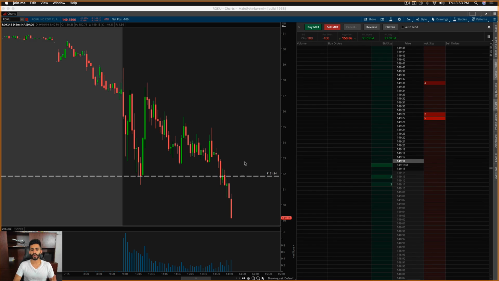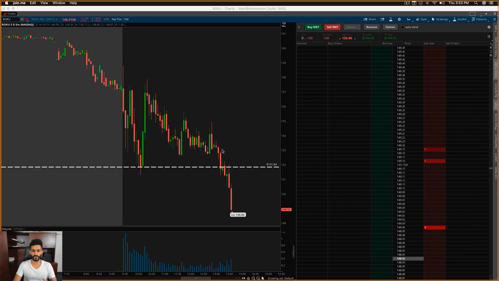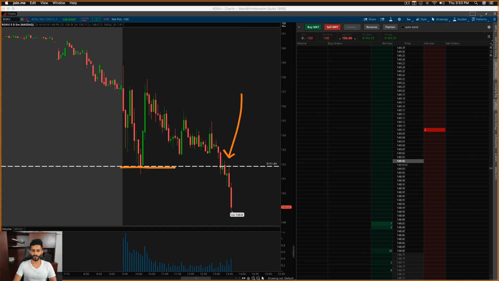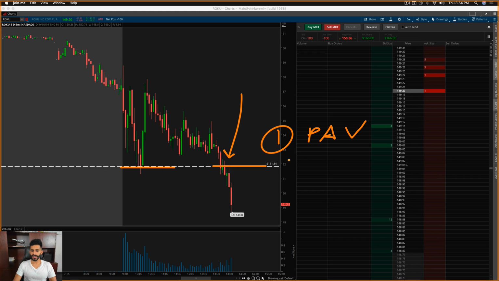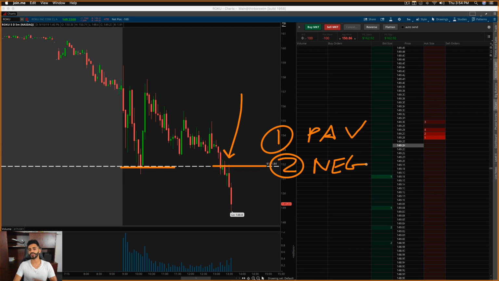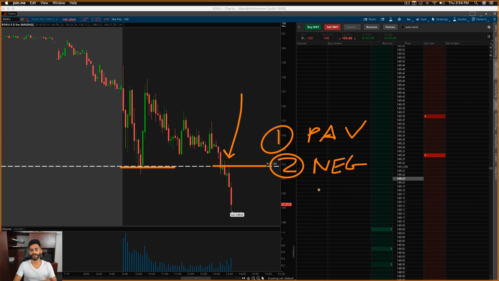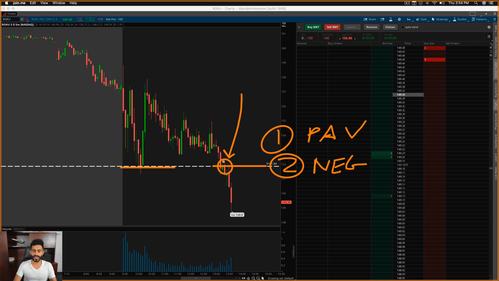But the whole idea I want you guys to take away from what we're going through right now is this: it broke the low of the day. It broke a critical level. That's number one. So price action is giving us a check. Besides the price action, the stock has negative sentiment. The negative sentiment is also giving us a high confirmation that there is a high probability that this may possibly sell off.